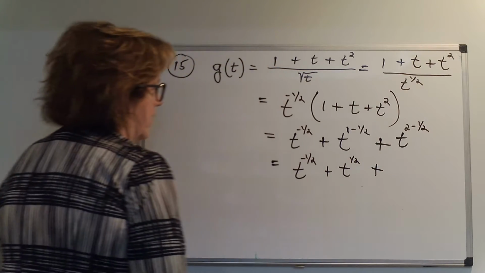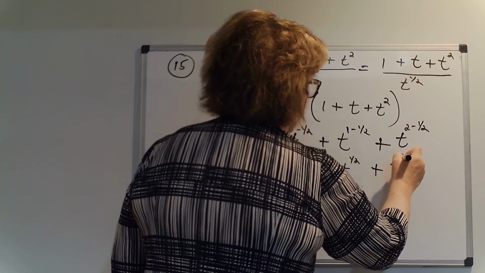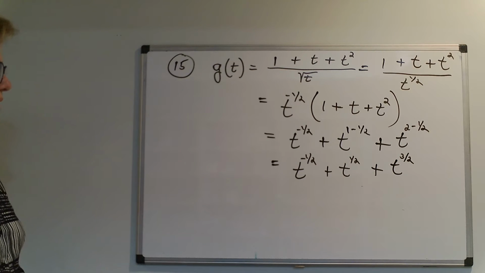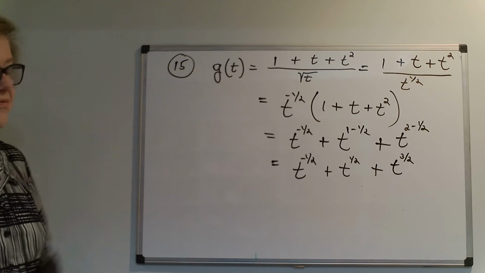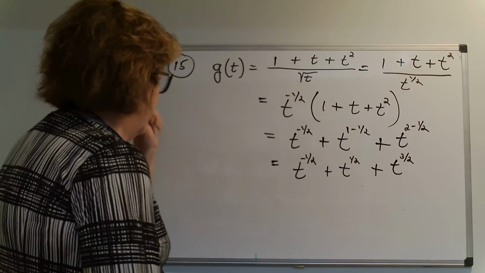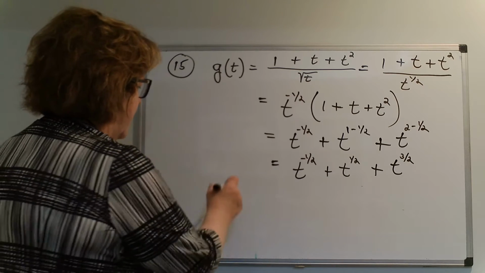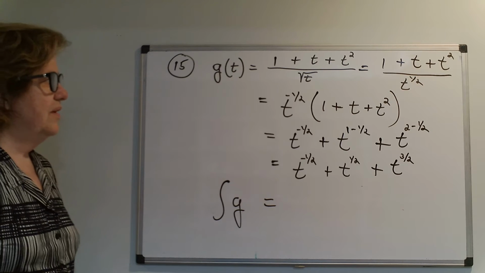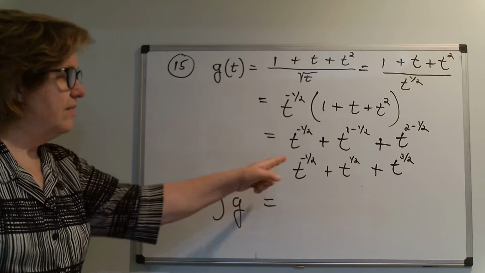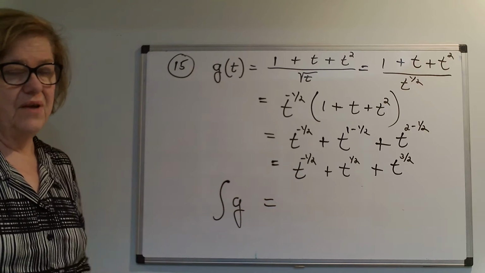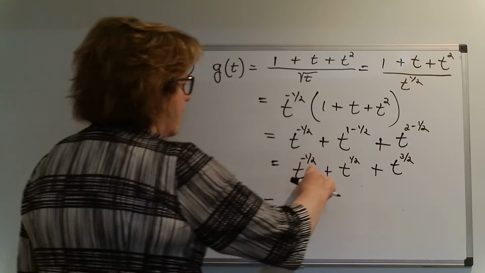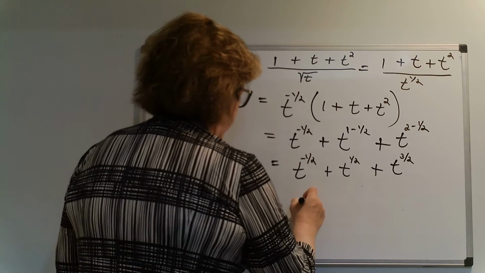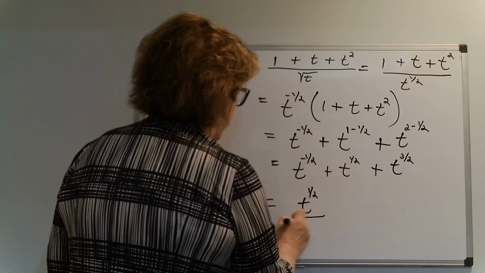So now we would have t to the negative 1/2 plus t to the 1/2 plus t to the 3/2. So we have to do lots of fraction arithmetic. Now, to get the antiderivative, remember, you add 1 to the power and then divide by that number. So I'm going to add 1 to this. Negative 1/2 plus 1 would be 1/2, and then divide by 1/2.